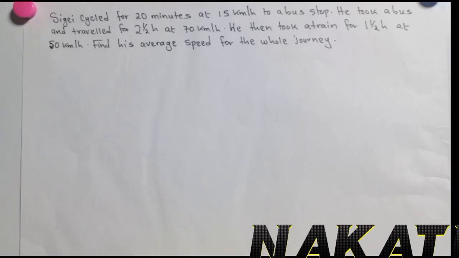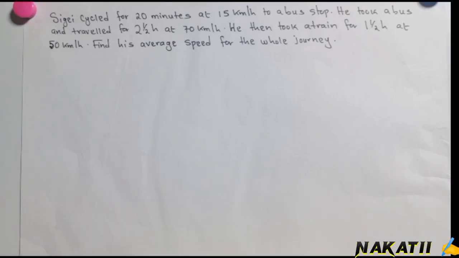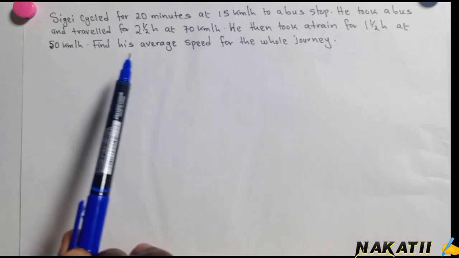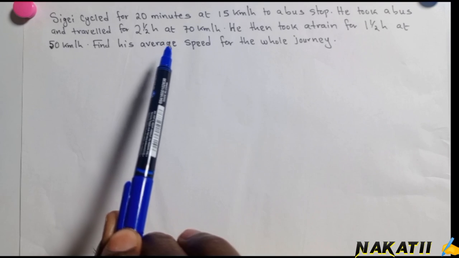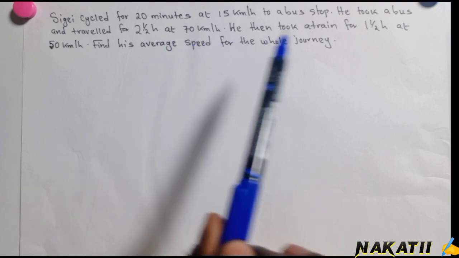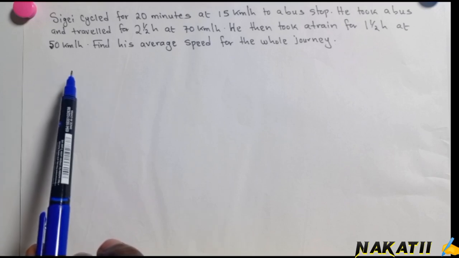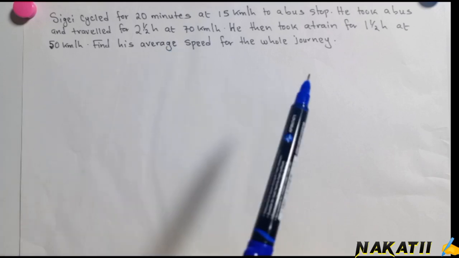Look at this question. It says Sige cycled for 20 minutes at 15 kilometers per hour to a bus stop. He took a bus and traveled for 2.5 hours at 70 kilometers per hour. He then took a train for 1.5 hours at 50 kilometers per hour. Find his average speed for the whole journey.